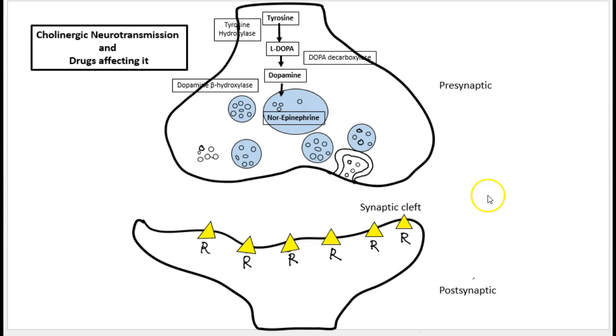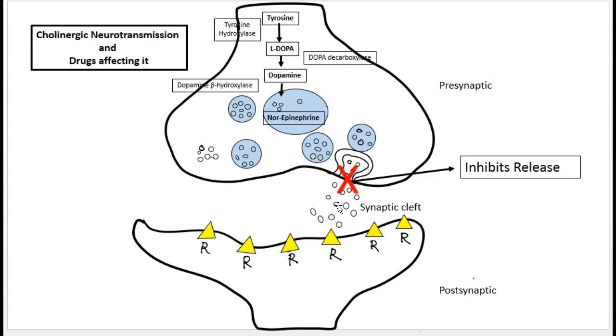Whenever there's an impulse conduction, these neurotransmitters are released into the synaptic cleft. Now there are drugs which can inhibit the release of norepinephrine from various sites, and examples are bretylium, guanadrel, guanethidine. These drugs inhibit the release of these neurotransmitters into the synaptic cleft, and thereby reduce the sympathetic function in the body.